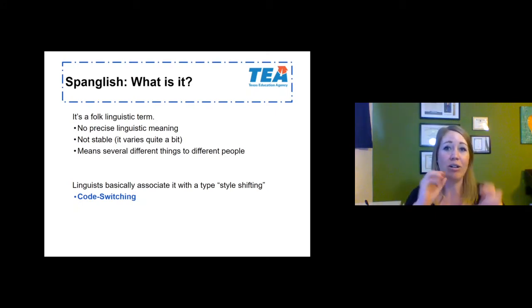Shifting between style and the way you speak. But it's not so much that. We call it code switching because, and code meaning language, so language switching, you literally are switching languages in the middle of a conversation.